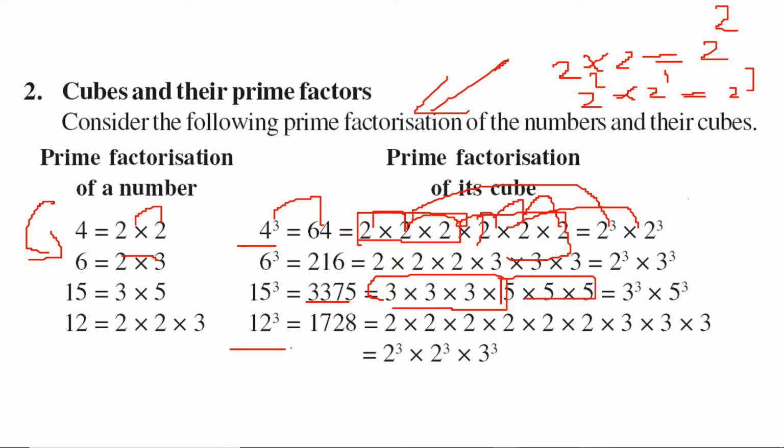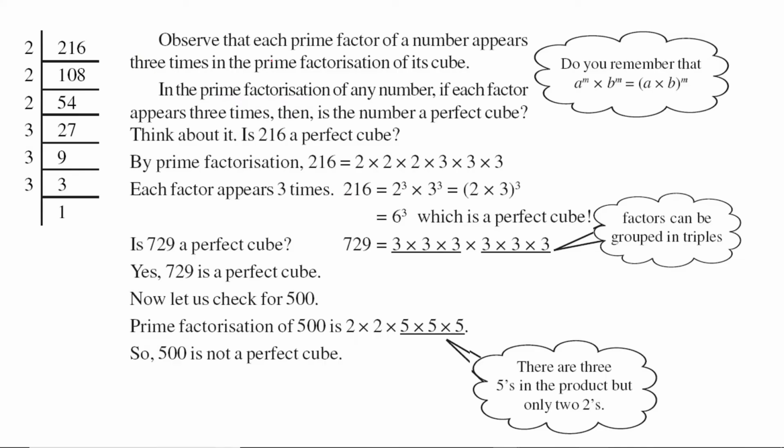Similarly for 12 cube, see, 2 into 2 into 2 is 2 cube, 2 into 2 into 2 is 2 cube, and 3 into 3 into 3 is 3 cube. So just observe that each prime factor of a number appears 3 times in the prime factorization of its cube. So as I just suggested, in the prime factorization, if each factor appears 3 times, then we say that the number is a perfect cube.